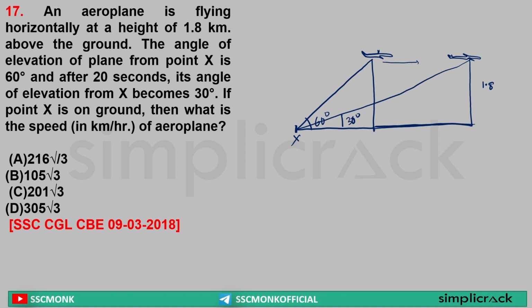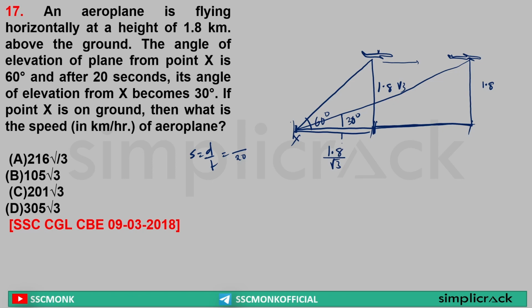Speed means what? Speed is equal to distance by time. Time is already given, 20 seconds. I just need to find out this distance. How to find out this distance? First, in this particular triangle, this was 1.8 kilometer and this was 60 degree. That means if this is root 3, this will be 1. So this particular distance is equal to 1.8 by root 3. If root 3 is equal to 1.8, one part is equal to 1.8 by root 3. Clear?